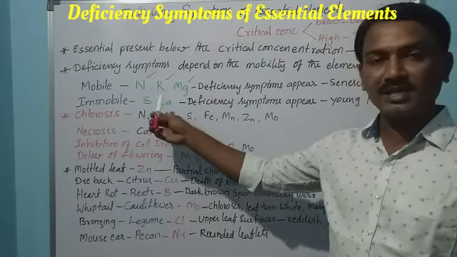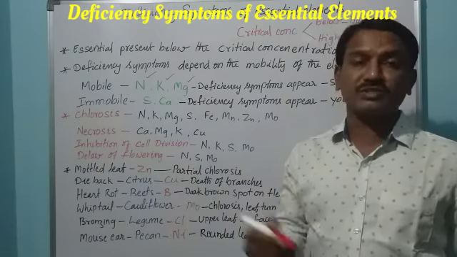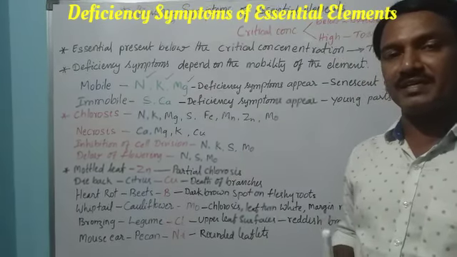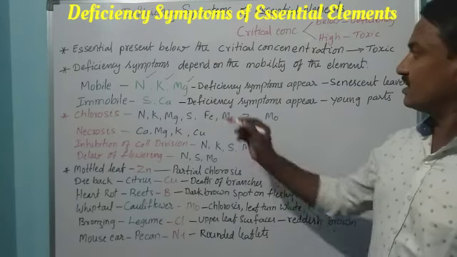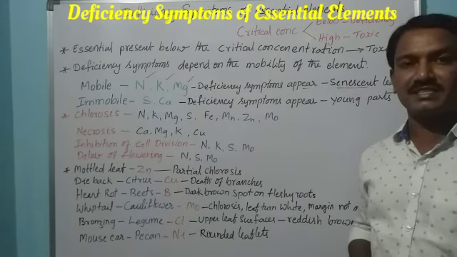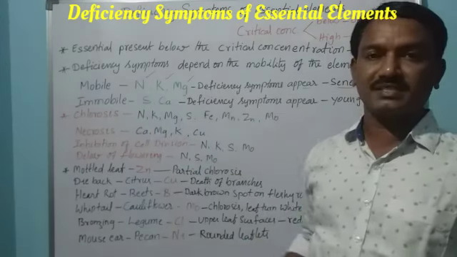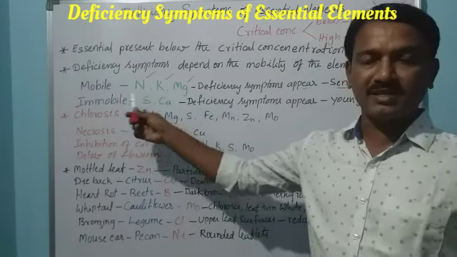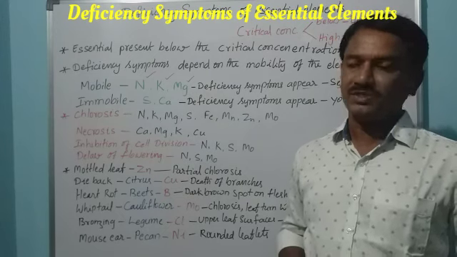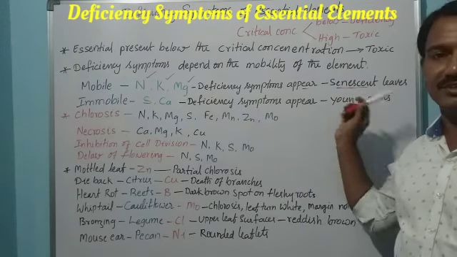Since these elements are transferred from senescent organs to younger tissues, deficiency symptoms appear first in senescent organs, that is, senescent leaves. Why? Because senescent organs no longer have these elements, as they are mobile and have been transferred to younger plant parts.